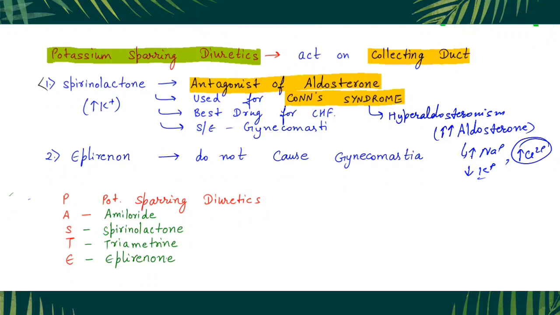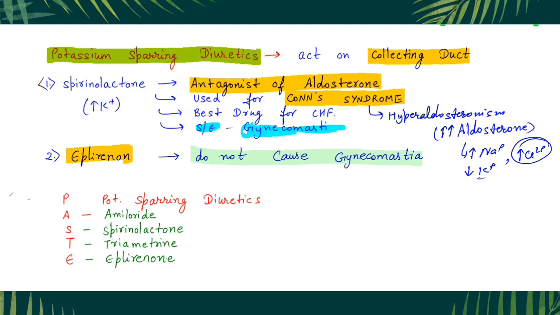What is the side effect of spironolactone? Remember the side effect, that is gynecomastia. So if the person has gynecomastia, what is the alternative potassium sparing diuretic? That is eplerenone. Remember, eplerenone doesn't cause gynecomastia, so it is useful in patients having gynecomastia symptoms.